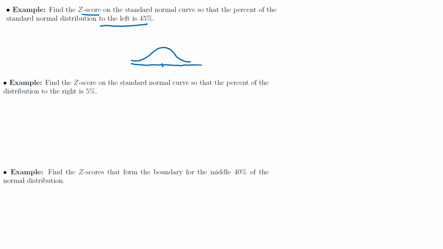If we're wanting 45% to be to the left, then what we're looking for is, of course, a z-score that is a little bit to the left of 0. So here's 0, and we're looking for this z-score right here, where the proportion to the left would be 45% or 0.45. So that's the picture of what we want. We want to be able to report that z.